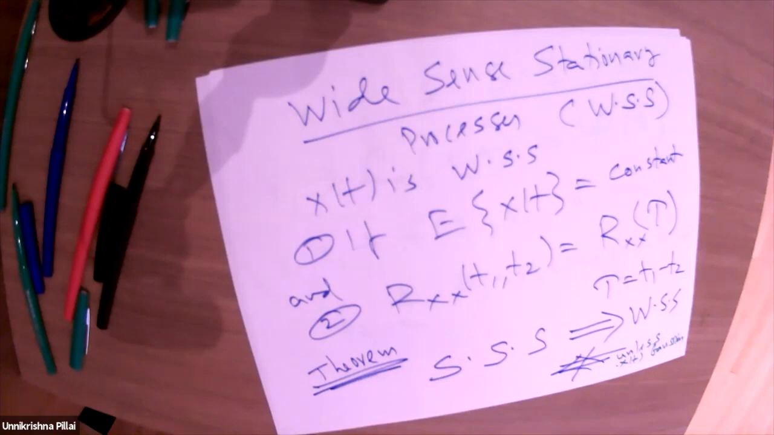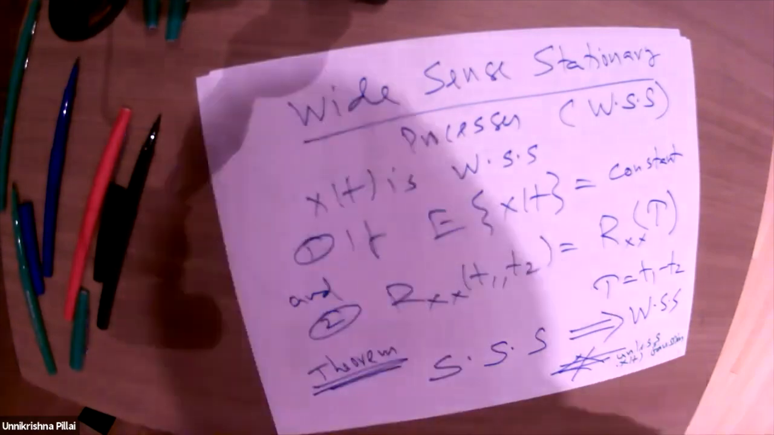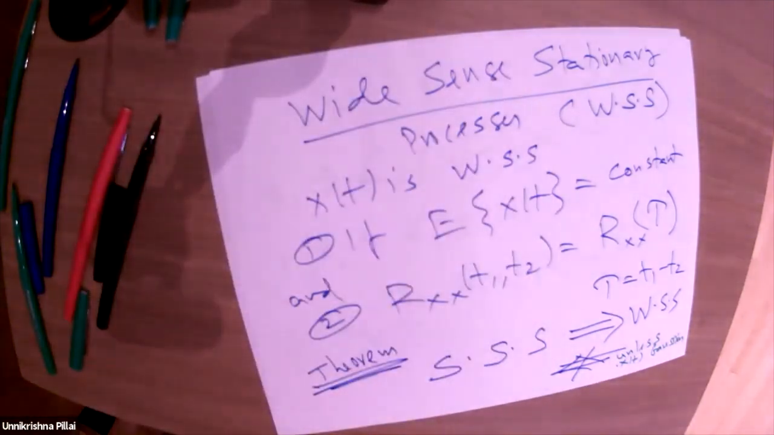Any other questions? Is that uniform confusion over or not? Remember, strict sense stationarity has nothing to do with the density function. We don't even know what the joint density functions are, so certainly you can have any density function, nothing uniform here.